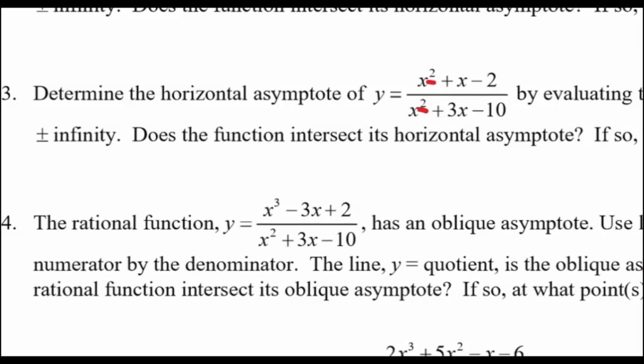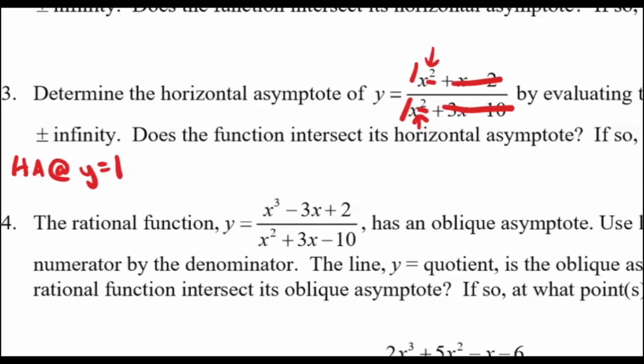Now, these are the leading terms, the highest power terms, and when you're plugging in really big numbers, the smaller power terms basically disappear in effect or size, and these guys take over. That's why we're only looking at the highest power terms. And since they're the same, that's that BETC, so we're going to use the coefficients, which is 1 to 1. So that means our horizontal asymptote is at y equals 1.